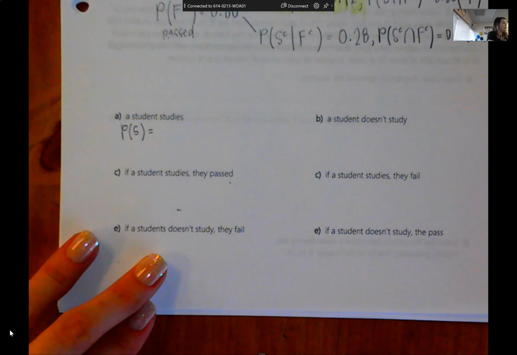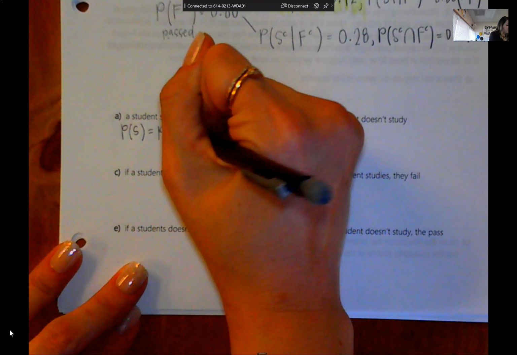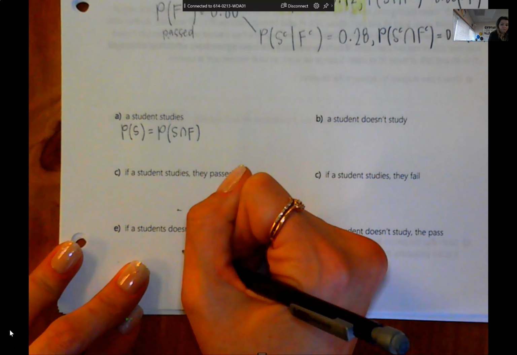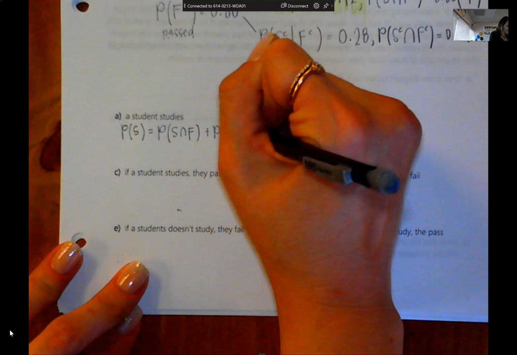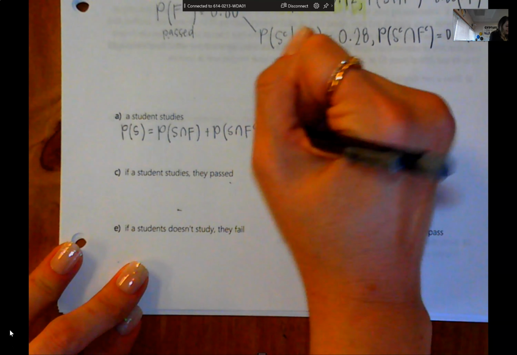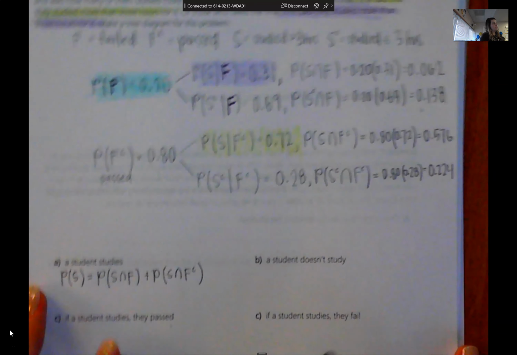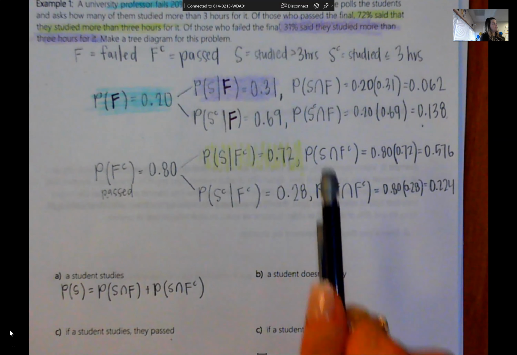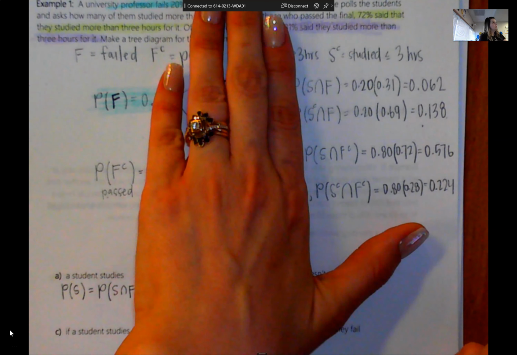Well, I know, and now you know, because I'm going to tell you, that that's going to be the probability that they studied and failed plus the probability they studied and passed. We take the intersections that include S. So that's studied and failed, studied and passed. Those are the only intersections that include S.